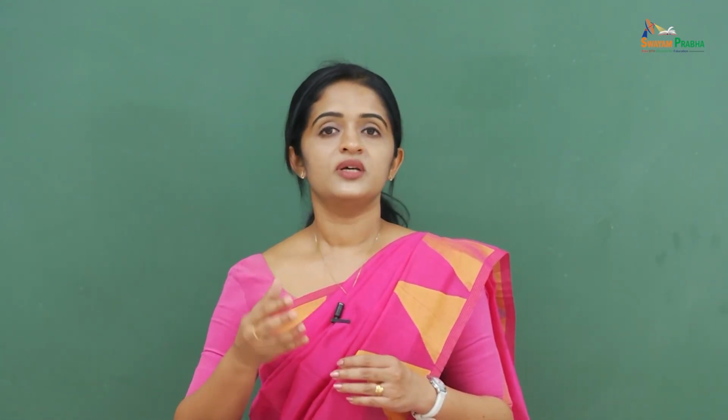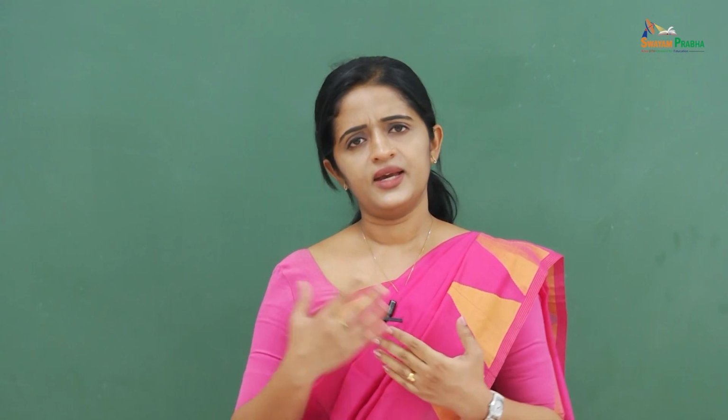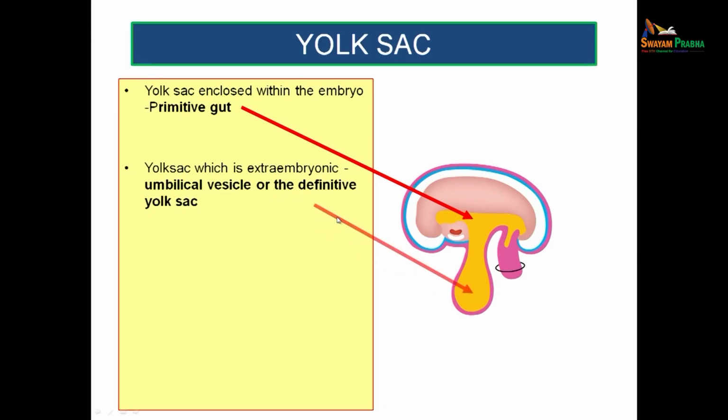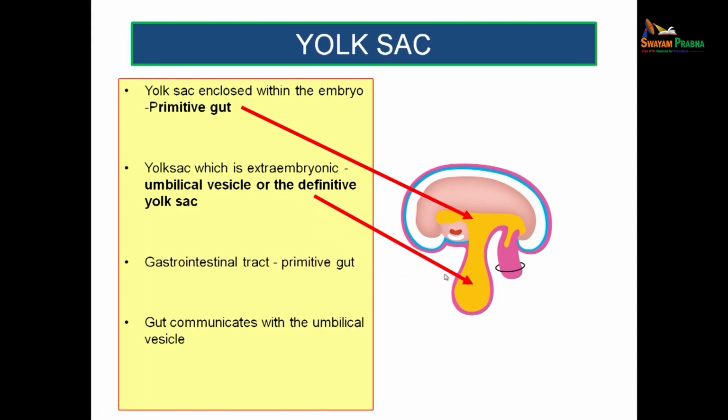So, what happens? This part which is absorbed within the embryo proper will be giving rise to the formation of primitive gut and its derivatives, but still the entire yolk sac was not able to go inside the embryo proper. So, the part which was lying outside will be giving rise to the umbilical vesicle or the definitive yolk sac. So, this part is known as the umbilical vesicle or definitive yolk sac. The part within the embryo is known as the primitive gut.